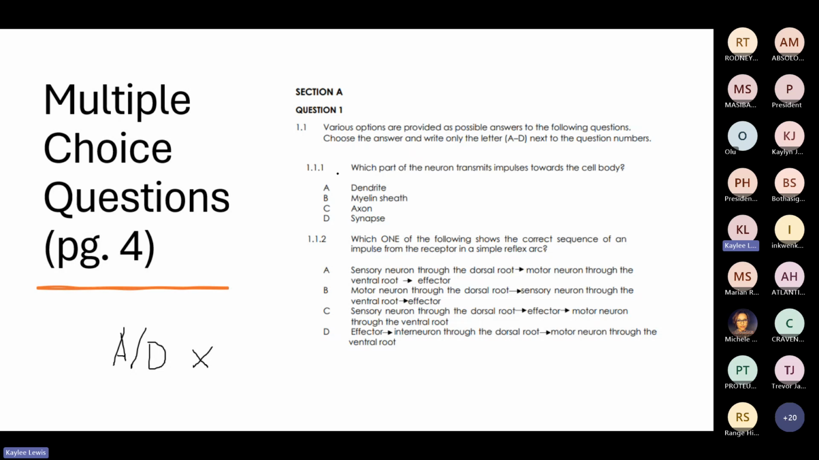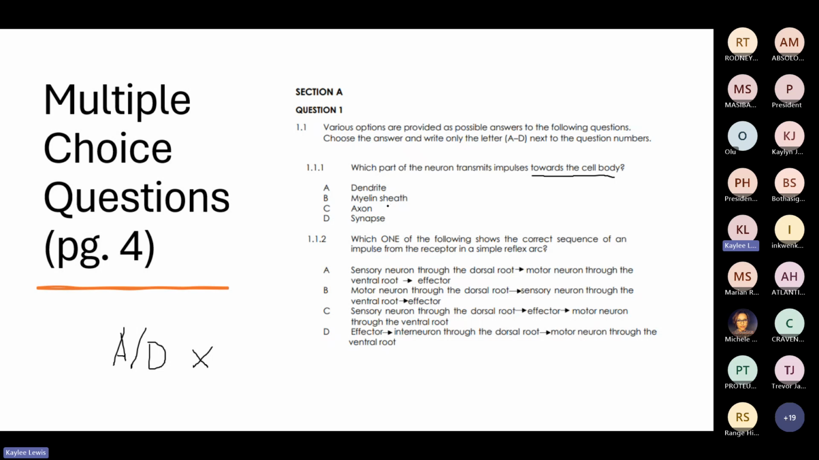So if we look at 1.1.1, it says which part of the neuron transmits impulses towards the cell body. So those are the key words I would highlight there. What part is taking it towards the cell body? Now you look at your options. So we know that dendrites do take impulses towards the cell body. Let's just look at our other options.